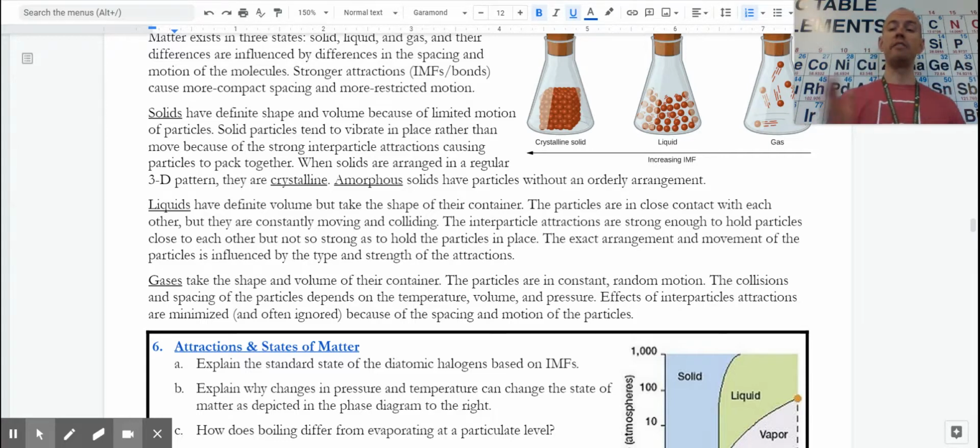So all of these, or which state we're going to be in at room temperature or any given temperature, is based upon the IMFs. And then we can see the different effect of those IMFs based upon the state.